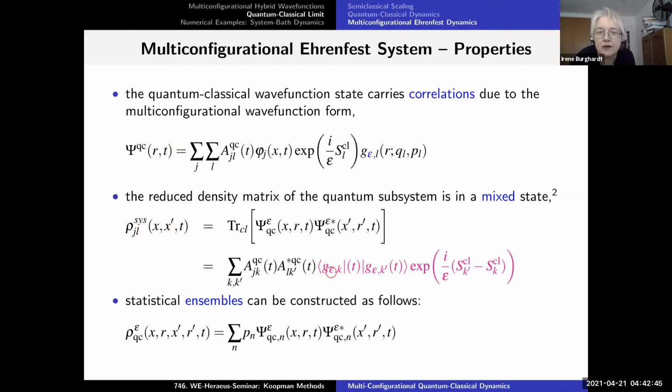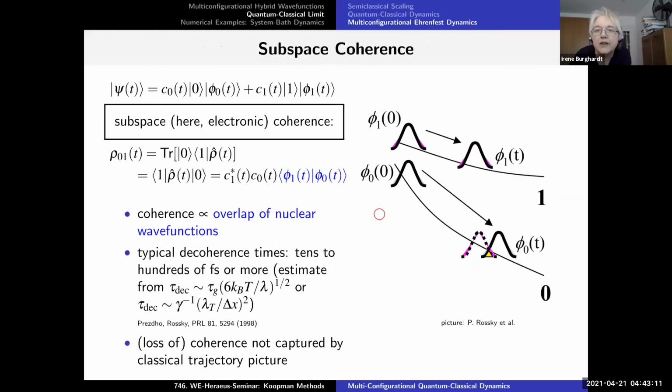And so that's what the overlap looks like in our epsilon scaled approximation. And we see that we have the difference of classical actions entering the phase. And so it's of crucial importance to see whether this overlap gets lost completely or not. And it turns out that in the example we looked at, on the time scale we are looking at, this overlap is important. So put in terms of the simple picture, we have the quantum subsystem here.